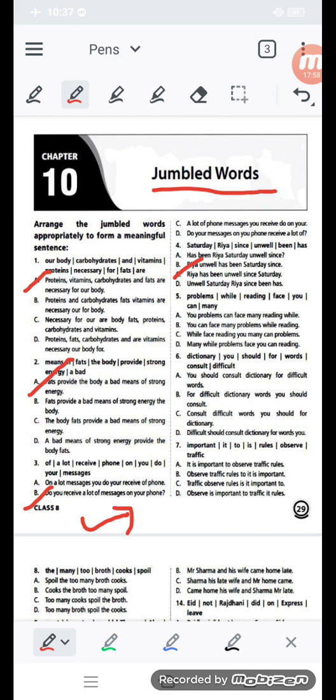Question number 5. Problems while reading face you can many. You problems can face many reading while. You can face many problems while reading. While face reading you many problem. Many can problems. Many while problems. So after reading B is the correct answer, I think.